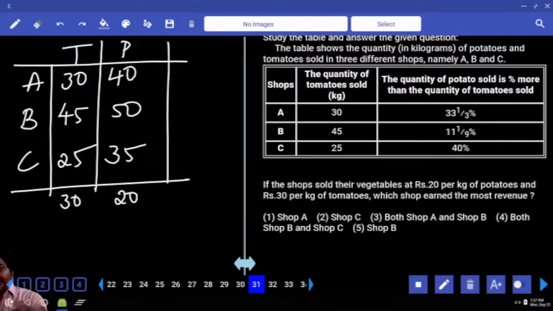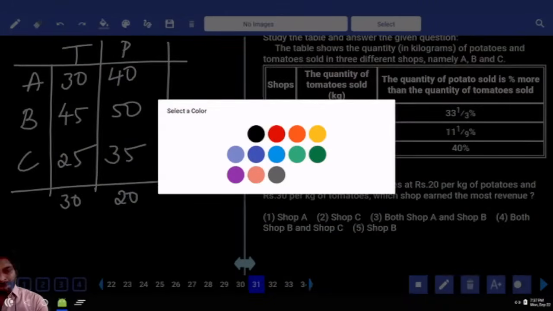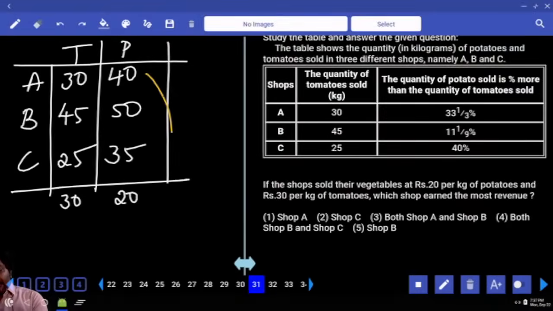Right, let's see one by one. A: 30 into 30, 900. 40 into 20, 800. 900 plus 800, 1700. See, by just looking at the numbers, you can decide, right? Why do we need calculation?